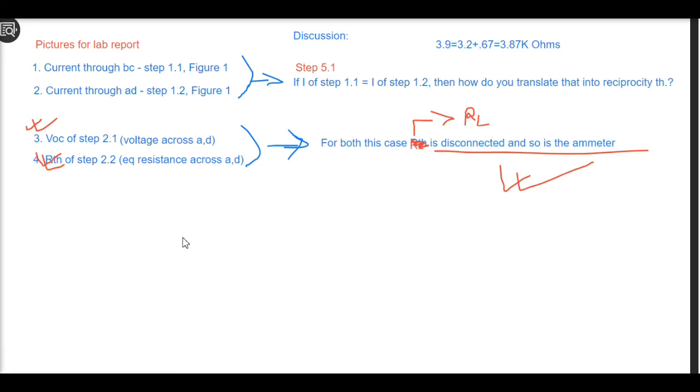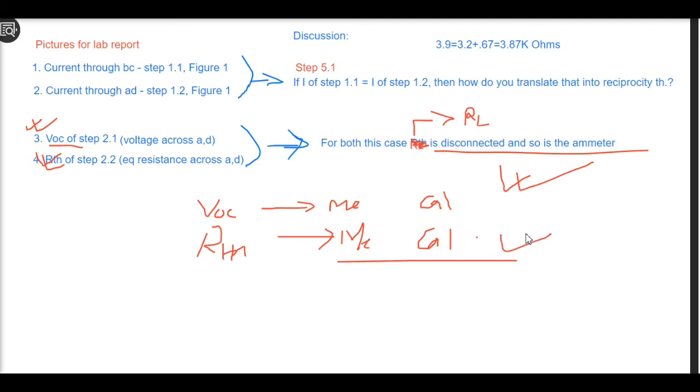When you do that, you have to attach the calculations in the discussion report as well. That means for your VOC there is going to be a measured value and a calculated value, and for your RTH there is going to be a measured value, and then you have to calculate your RTH by hand. That's how you have to justify it. And obviously, don't forget to comment on the percentage error. I guess that would be all for this lab.